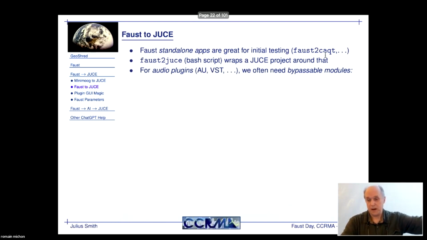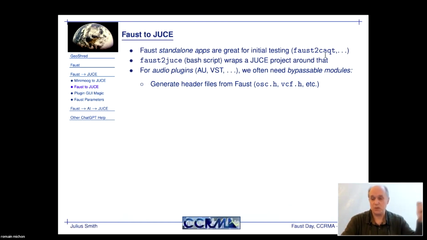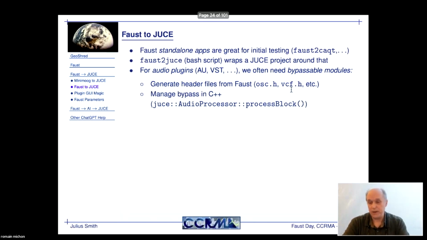hacking from there. But as it was already mentioned in a previous talk, we need to be able to bypass pieces of the patch sometimes, which really basically just means let's make small modules. So we make a lot of small modules that we can then integrate in C++, and we can bypass them whenever we want. So you take a DSP file, a Faust source file, and you generate a header file like your oscillator.h, your voltage control filter.h, and then you instance it as many times as you need in C++, and you bypass it when you want, and so on. And that's generally in the Juice framework. That's in the process block where you decide what to run and what to feed to the next thing. You do your patching at that level.